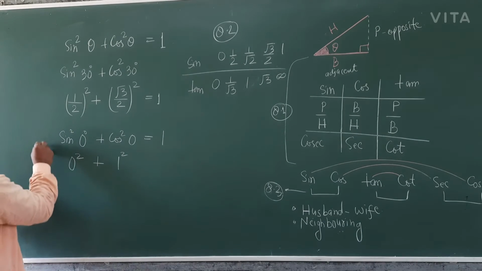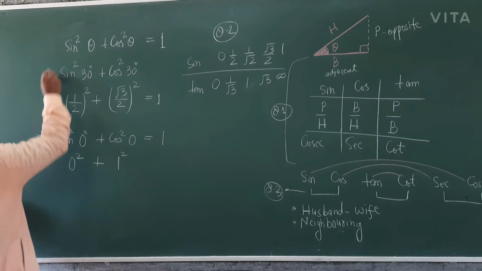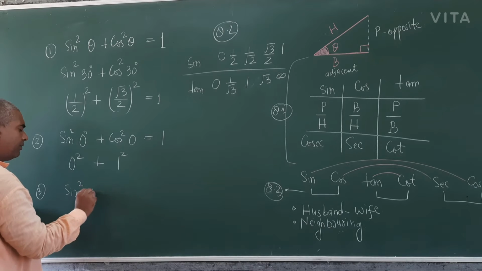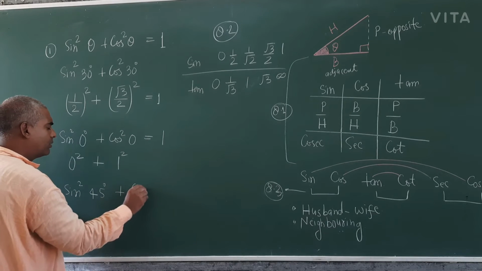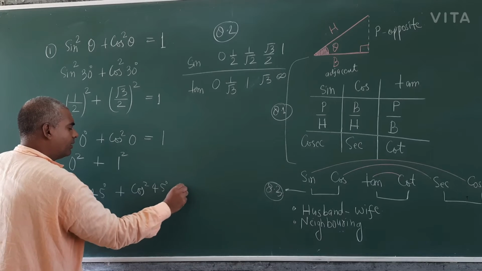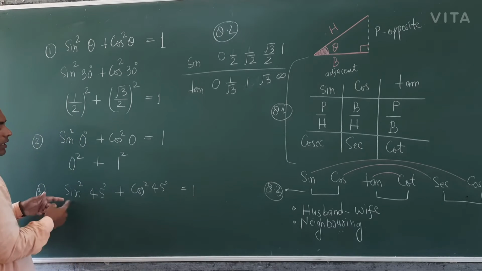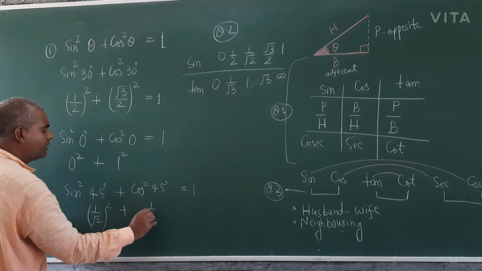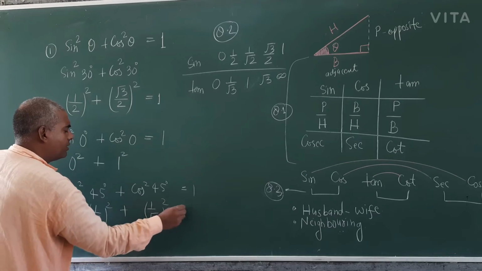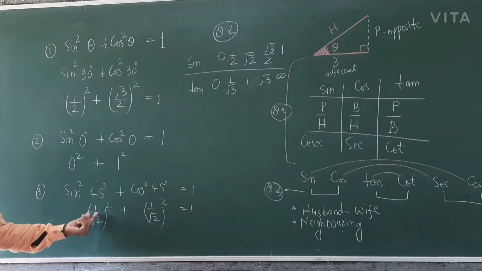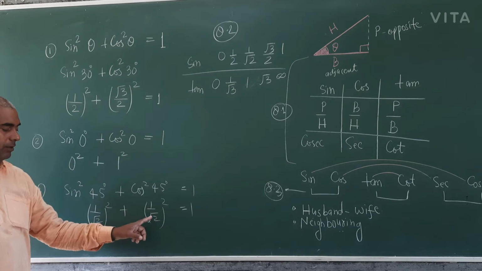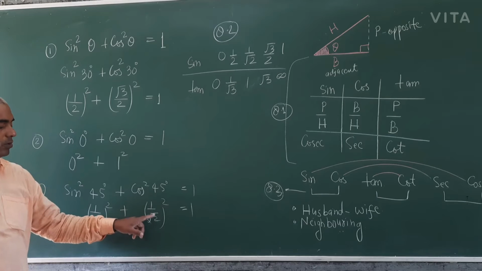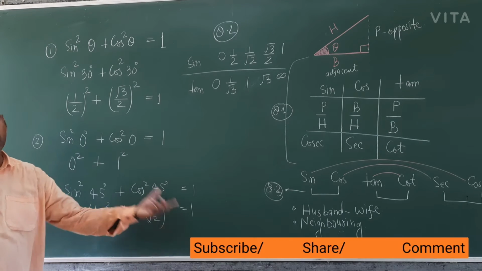Okay, again let me check. So this was the second I have checked. This is the first, and the third one is sin square 45 plus cos square 45 is equal to 1. Yes, let me check, because both are equal. So 1 upon root 2 square, and this is 1 upon root 2 square. So you can check: 1 upon 2 plus 1 upon 2. When you square root 2, it becomes 2. So 1 upon 2 plus 1 upon 2, you will get 1.